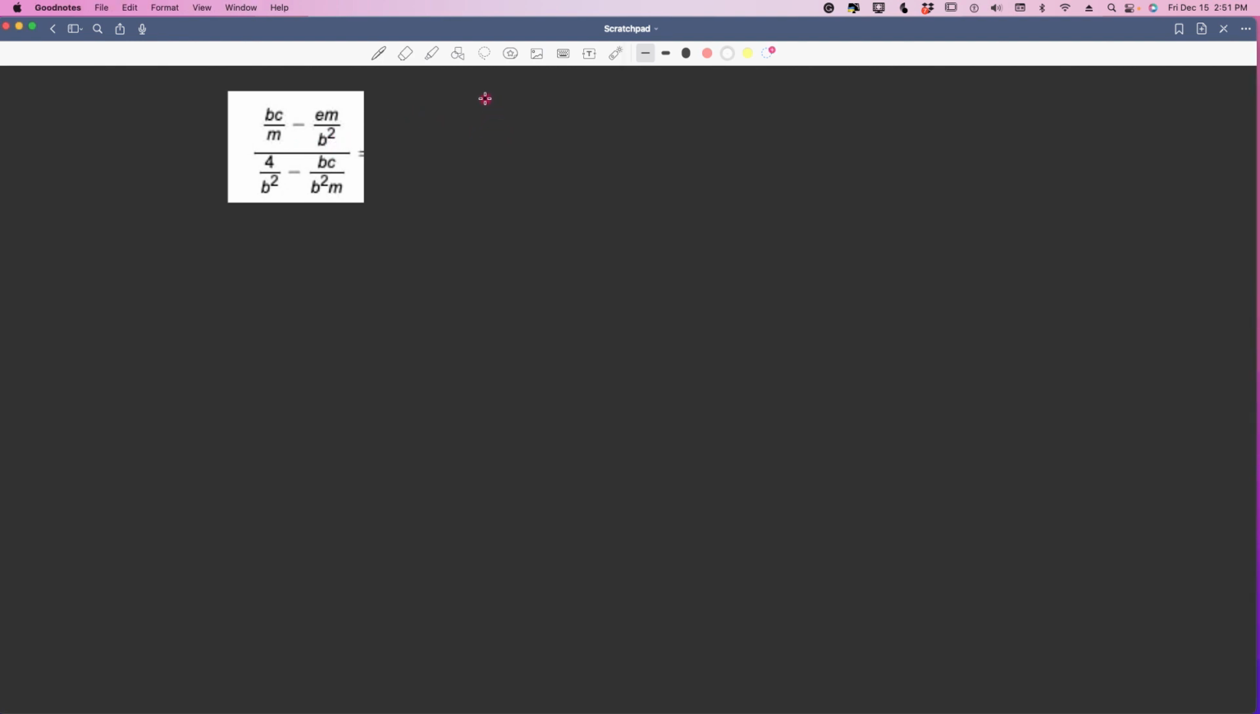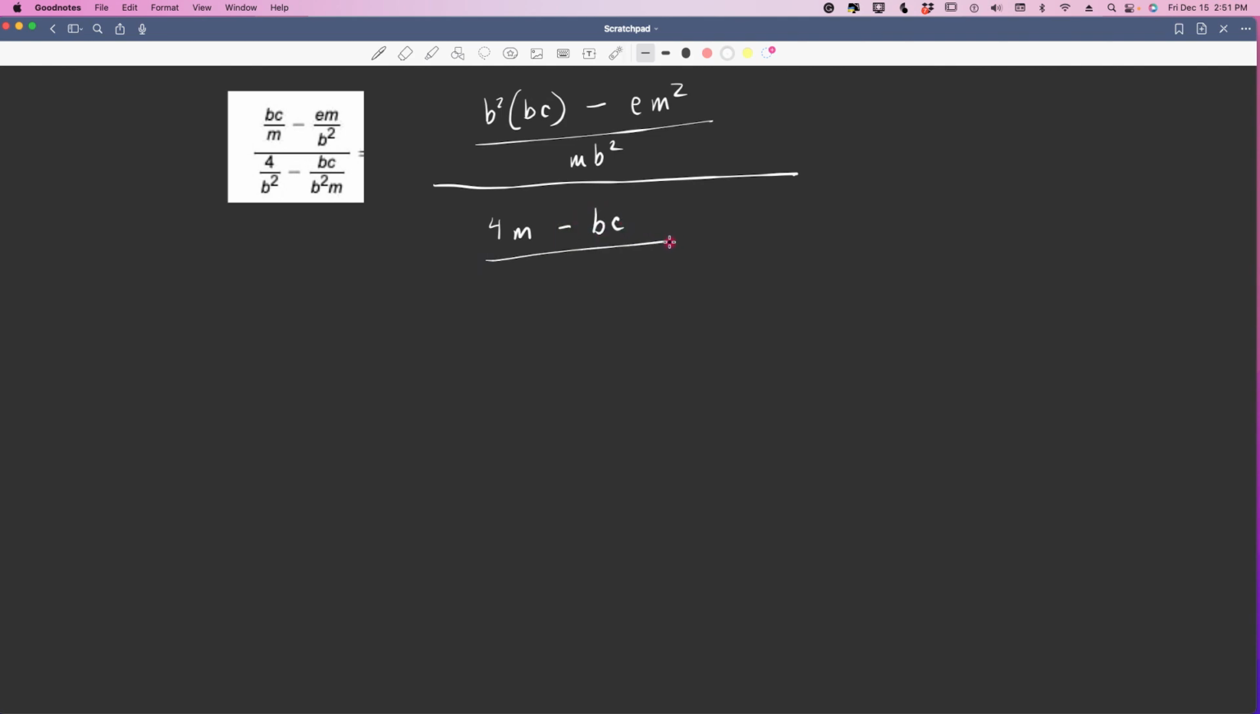So we've got b squared times bc minus em squared over mb squared, all over 4b squared m minus, I'm sorry, that would not be 4b squared m because b squared is already here. That'd be 4m minus bc over b squared m. Because this has everything in it, we just needed the m over here.